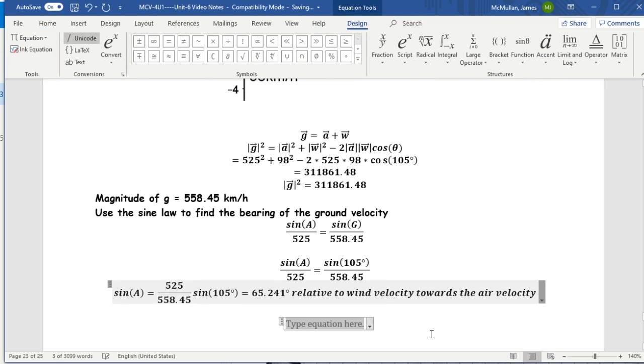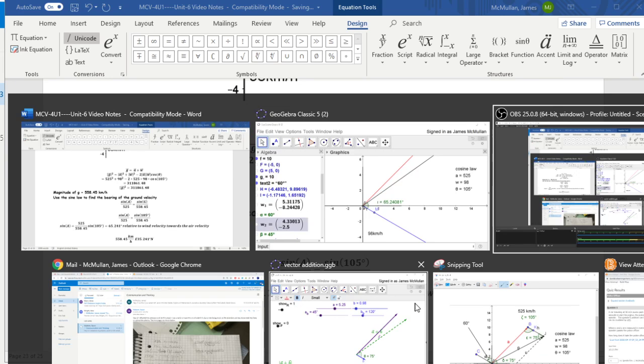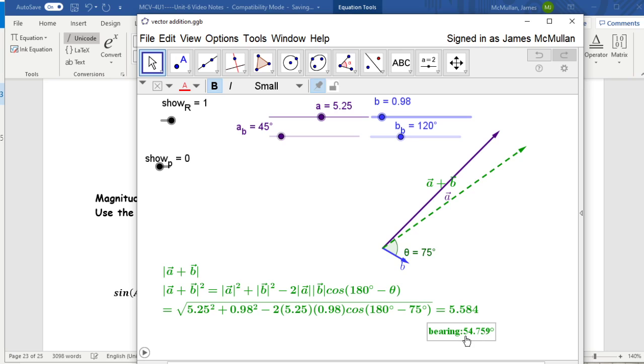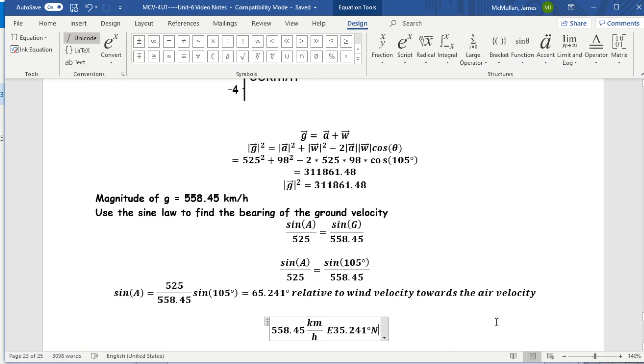So our final answer is just going to be 558.45 kilometers per hour, and it is east 35.241 degrees north. That is consistent with what this says. This would be counting it north towards east, but my number and this number add up to 90, so we know they're actually pointing to the same place.